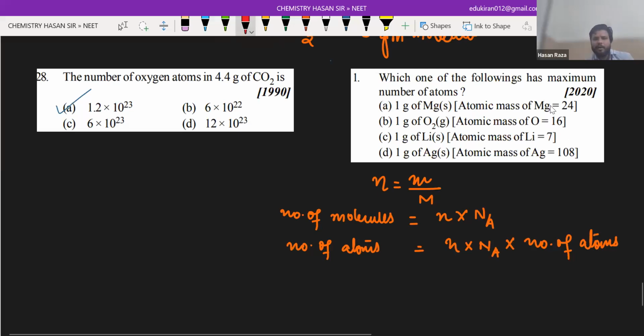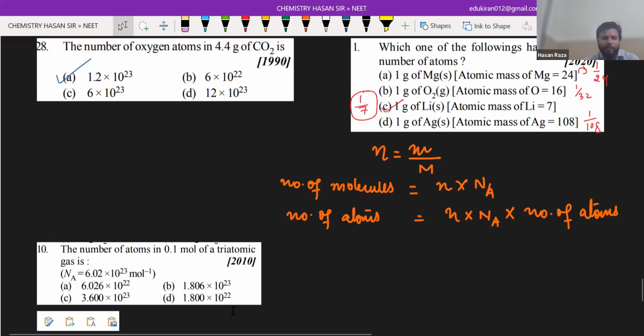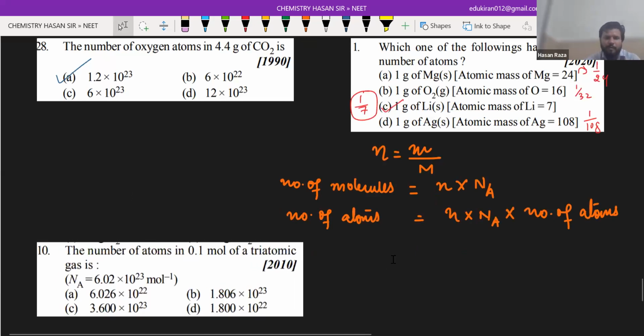So you can see here the number of moles will be 1 upon 24. Here the number of moles will be 1 by 32, and here the number of moles will be 1 by 7, and here it is 108. So the biggest number of moles is this. That's why the answer is this. Isn't it easy, all of you? Yes, sir.